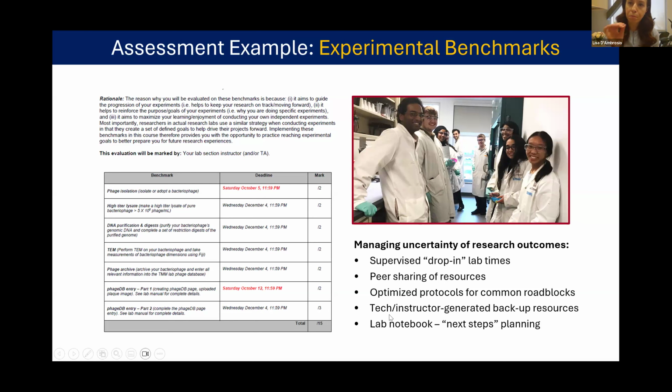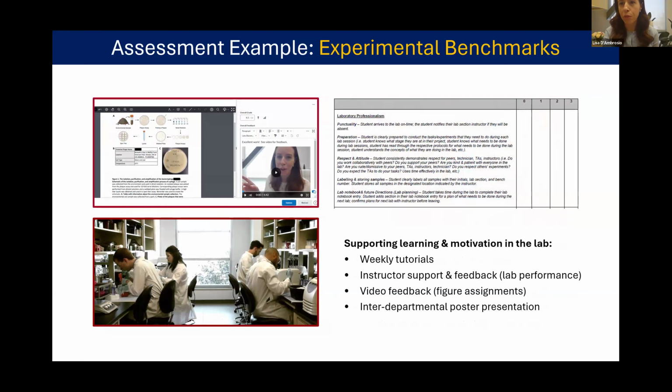Part of this assessment, we include a next steps planning section whereby students are required to articulate what they plan to do the next time they come to the lab. So this helps to keep them focused, helps keep the progression of their project moving forward. And so that helps to enhance the probability they will meet these benchmarks. In addition to these tips, we've also incorporated several other strategies to help keep motivation and momentum in the lab high throughout the semester, so that in turn students are able to meet those benchmarks.